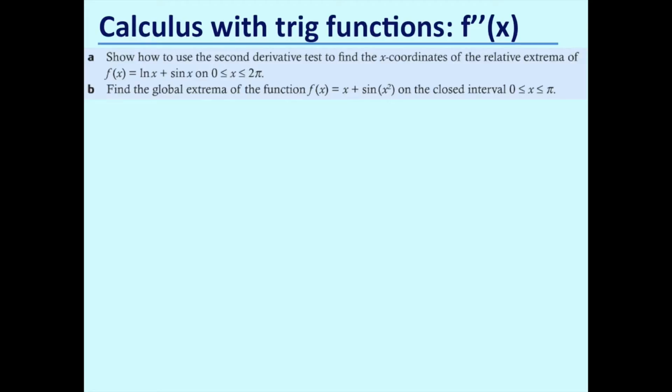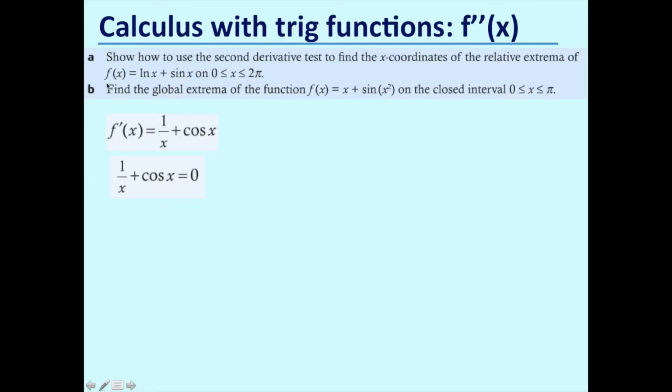For the second question then here, show how to use the second derivative test to find the x-coordinates of the relative extrema for the function ln x plus sine x, on the domain x between 0 and 2 pi. And then secondly, find the global extrema of the function f(x) equals x plus sine x squared on the closed interval 0, x between 0 and pi. In the first one then, we're going to have to start by finding the second derivative.